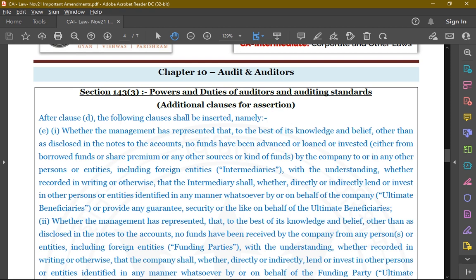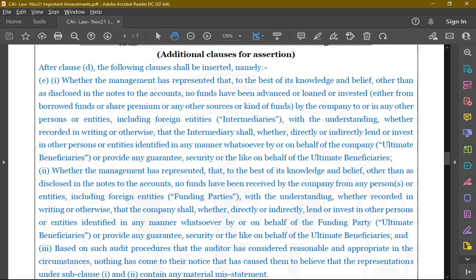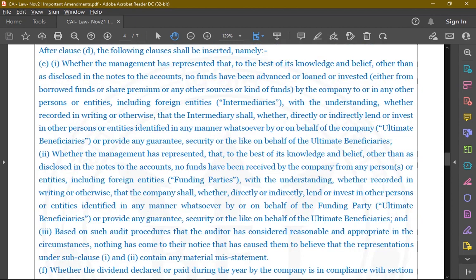branch returns are properly taken or not on periodical time, and there are a lot of other assertions, you know, whether personal expenditures of the director are debited to profit and loss account or not. A lot of different assertions were there. The auditor needs to check it and just needs to report whether it is proper or not. In that, these many points are additionally inserted.